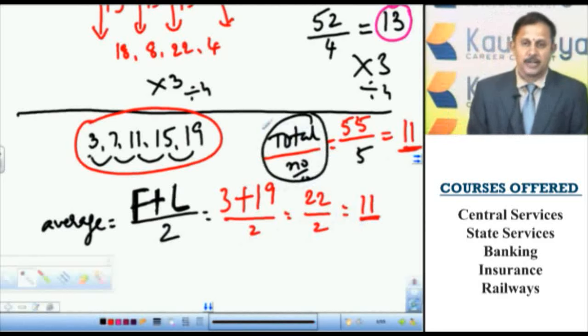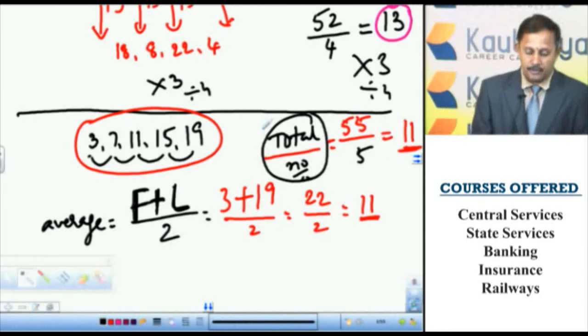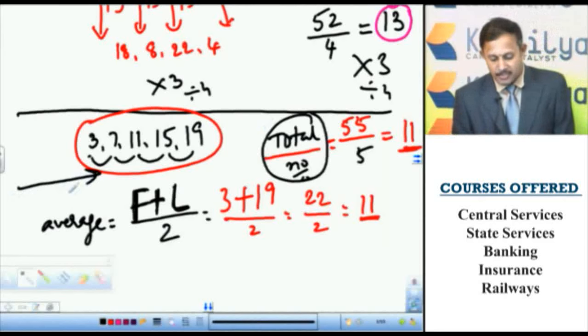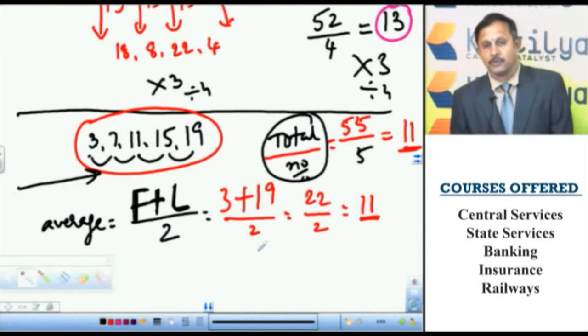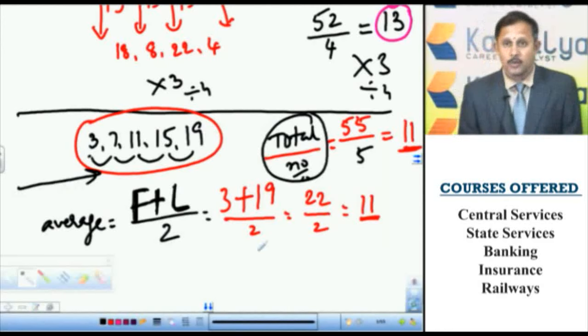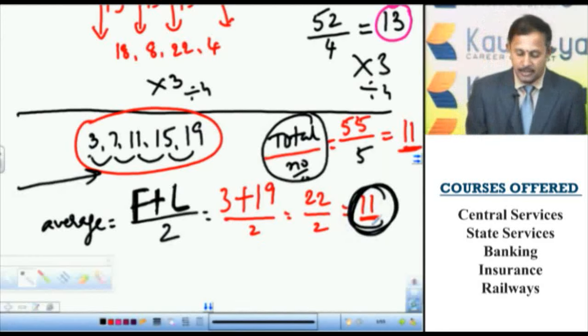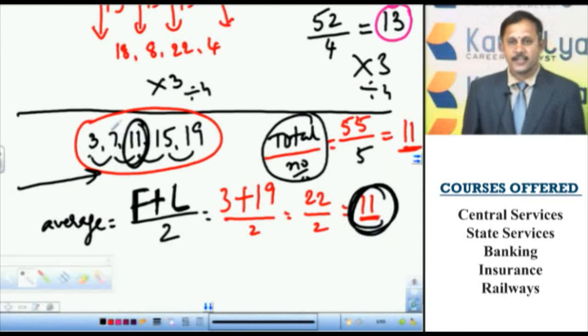But in this particular case, the difference between successive elements is constant. So if the difference between successive elements is constant, then the average can be obtained by using the formula first element plus last element by 2. That is 11. Or you can observe this 11 is nothing but the middle element of the group. We can say the middle number is the average.